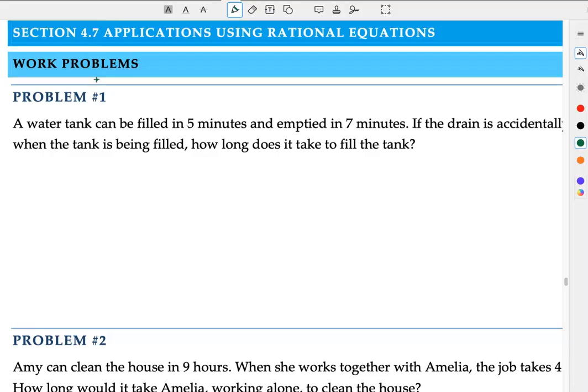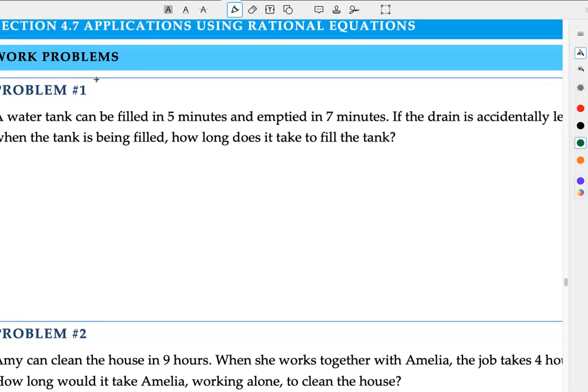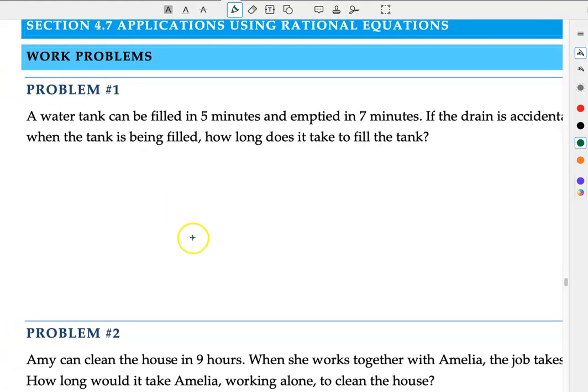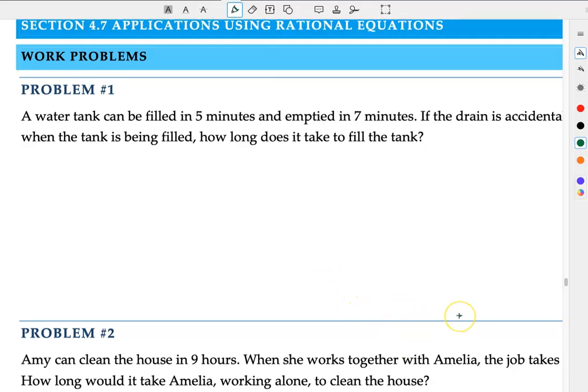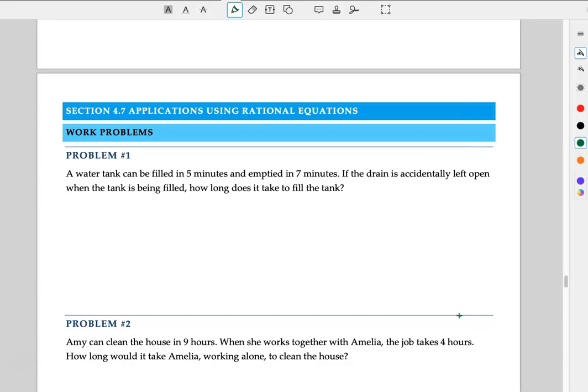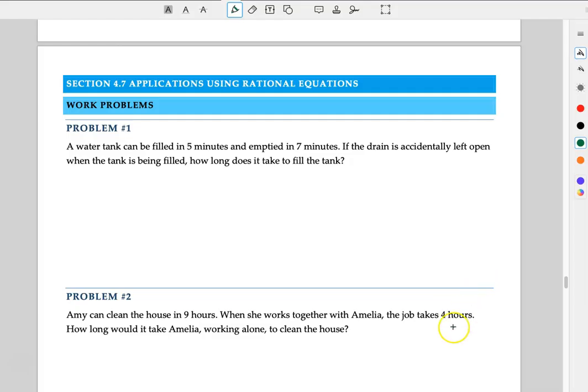Okay. If the drain is accidentally left open when the tank is being filled, how long does it take to fill the tank? All right. So what I meant by working against is, you're trying to fill something up, but at the same time, it's trying to be emptied out. And so that is what we're kind of looking at here.